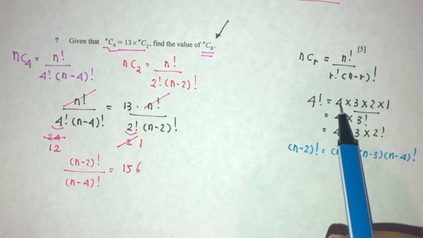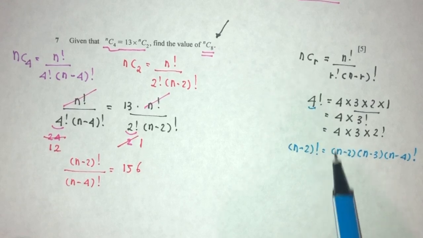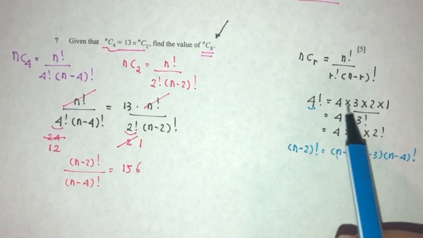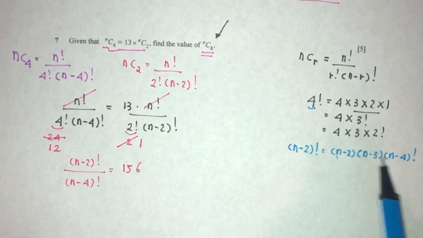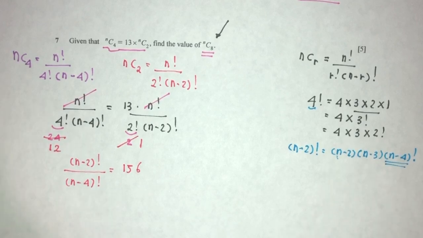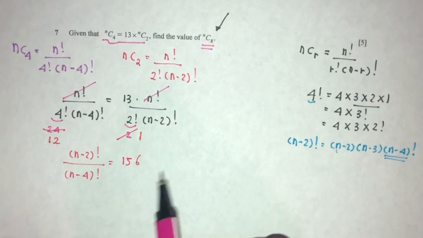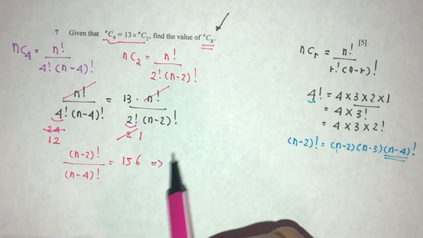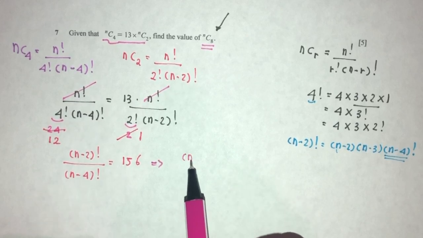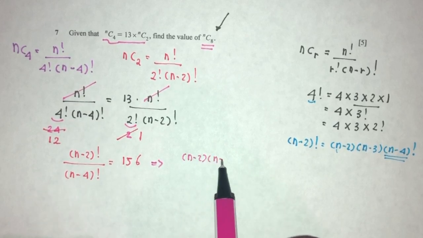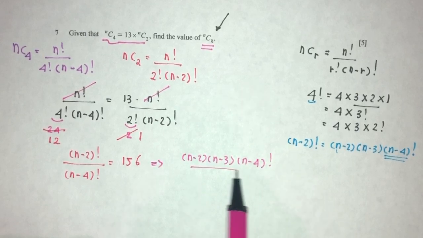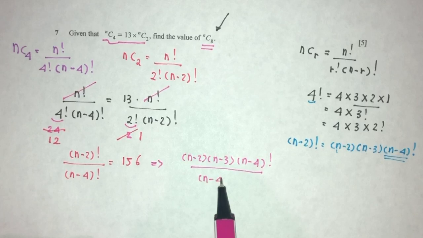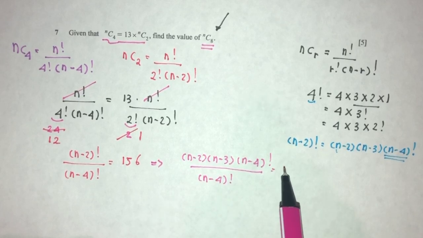You can see every time you just minus 1. So 4 here, same thing as here. And then times 3, which is 4 minus 1. So this minus 1 is this. And then the remaining will be, as you can see, the last one remaining over here. So plug this back in here, and this whole thing will become, on top you will have n minus 2, n minus 3, n minus 4 factorial over n minus 4 factorial is equal to 156.